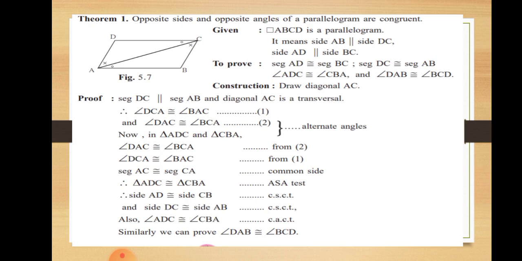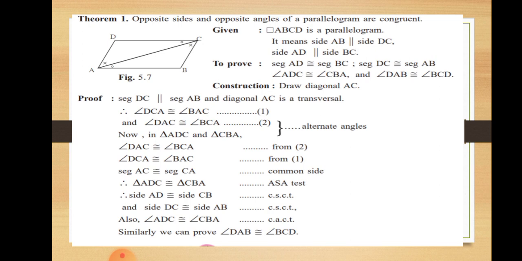Got it? Now we have to do the construction. We have to join the diagonal AC. You know very well the meaning of a diagonal: the line segment which joins the opposite vertices of a quadrilateral is known as the diagonal. Now, what do we know here?